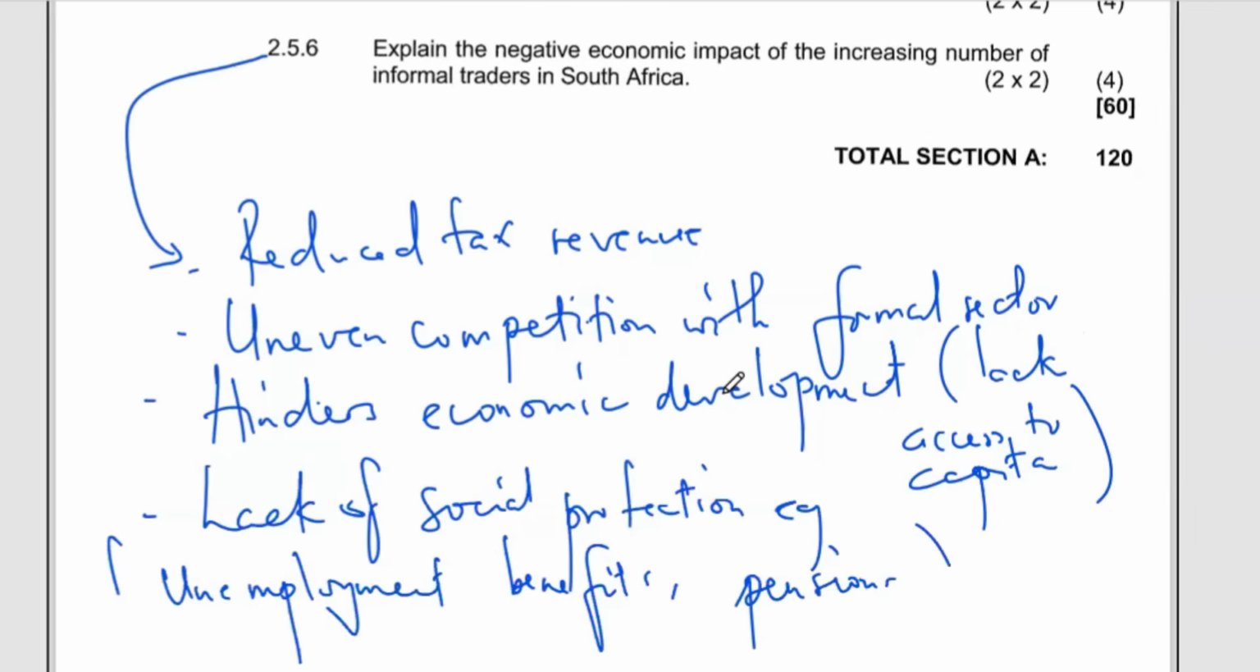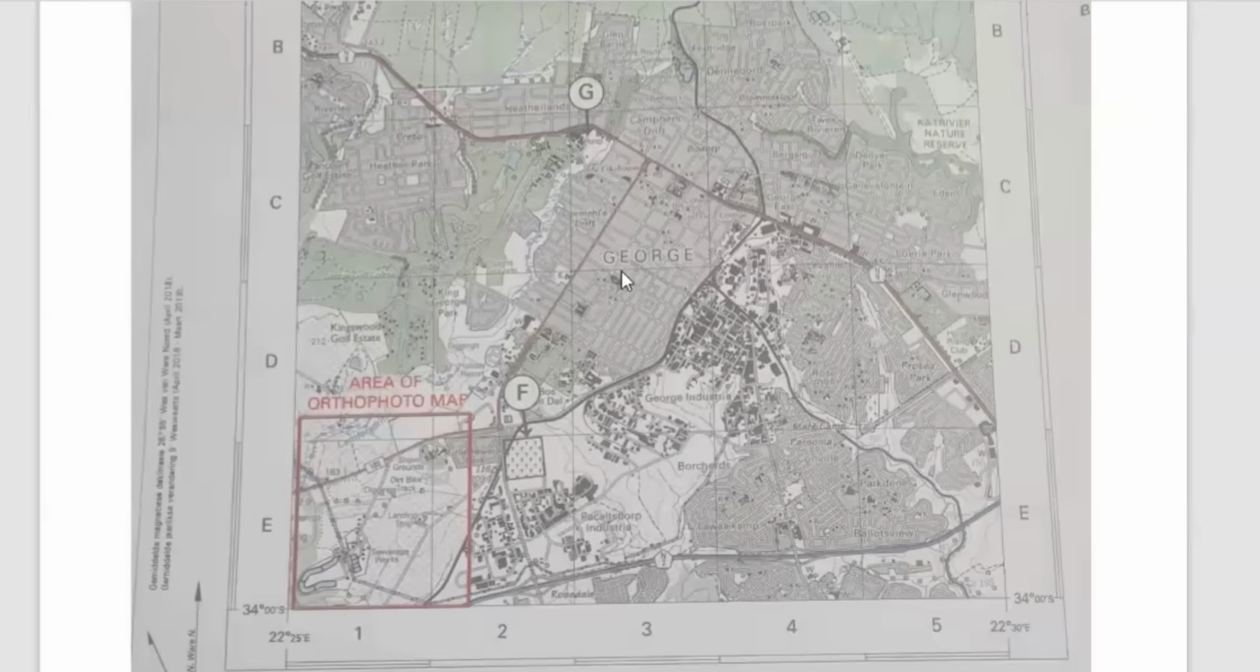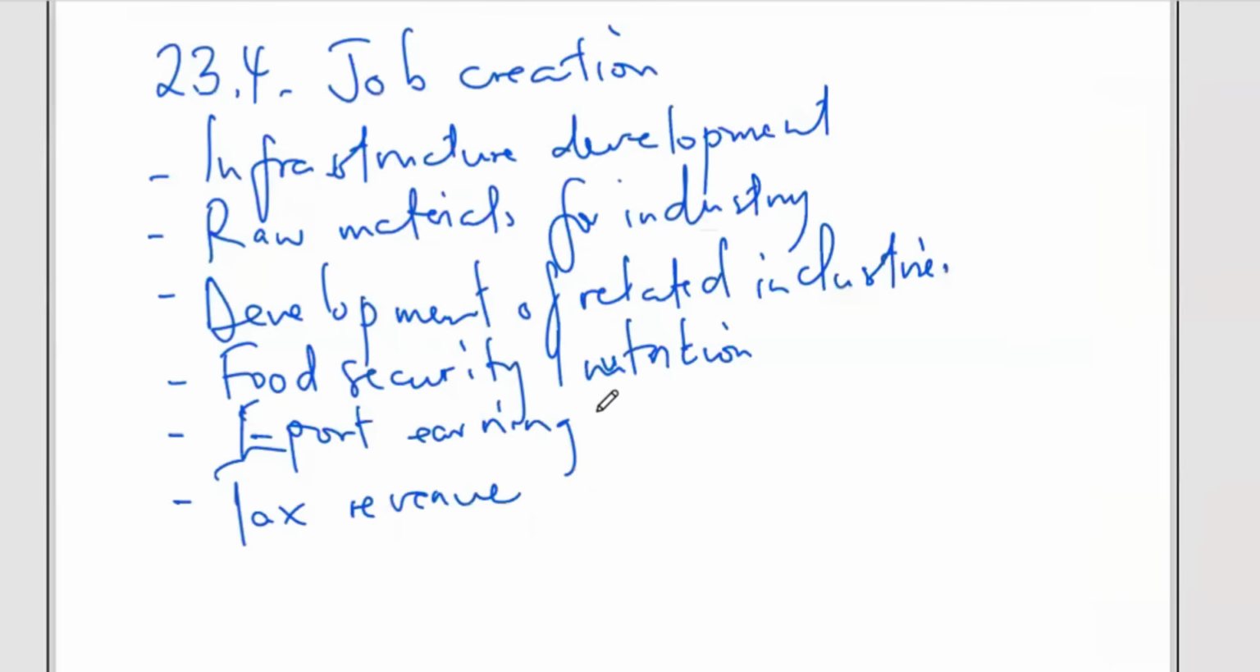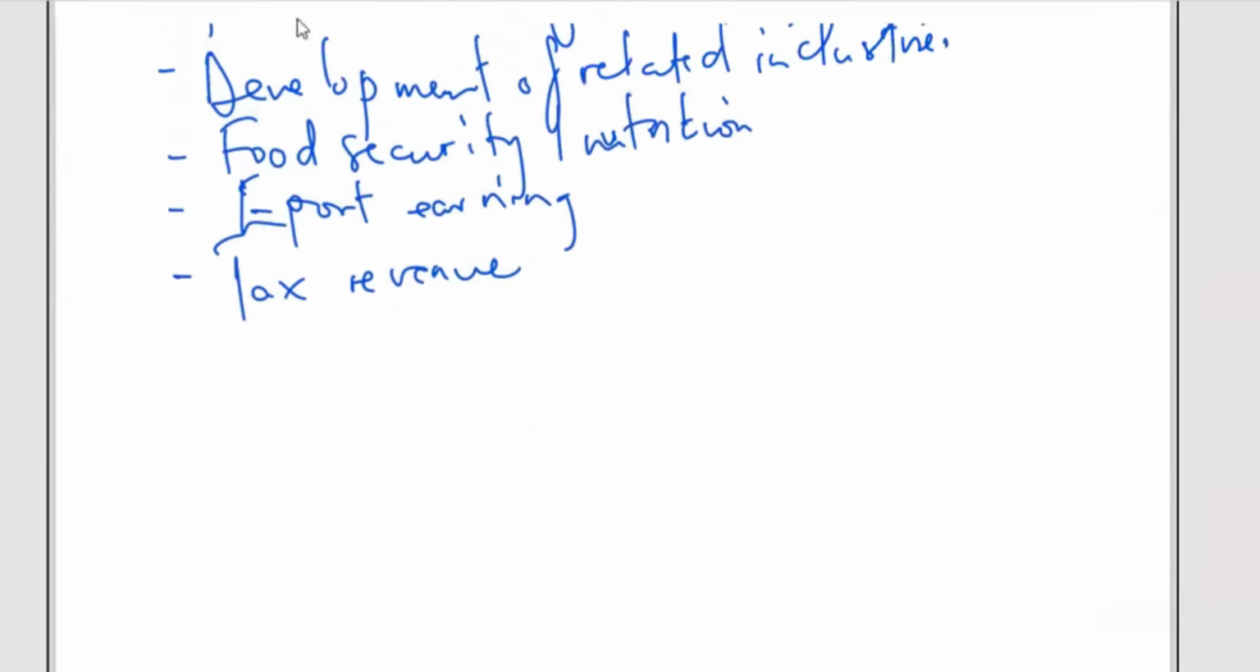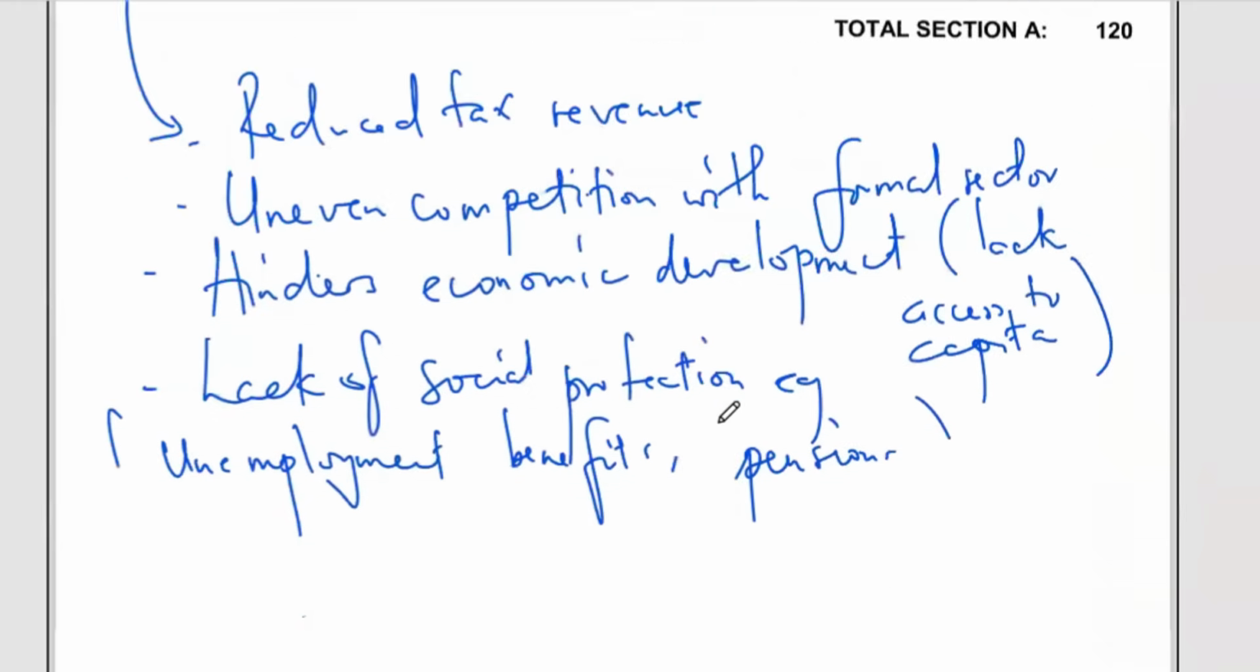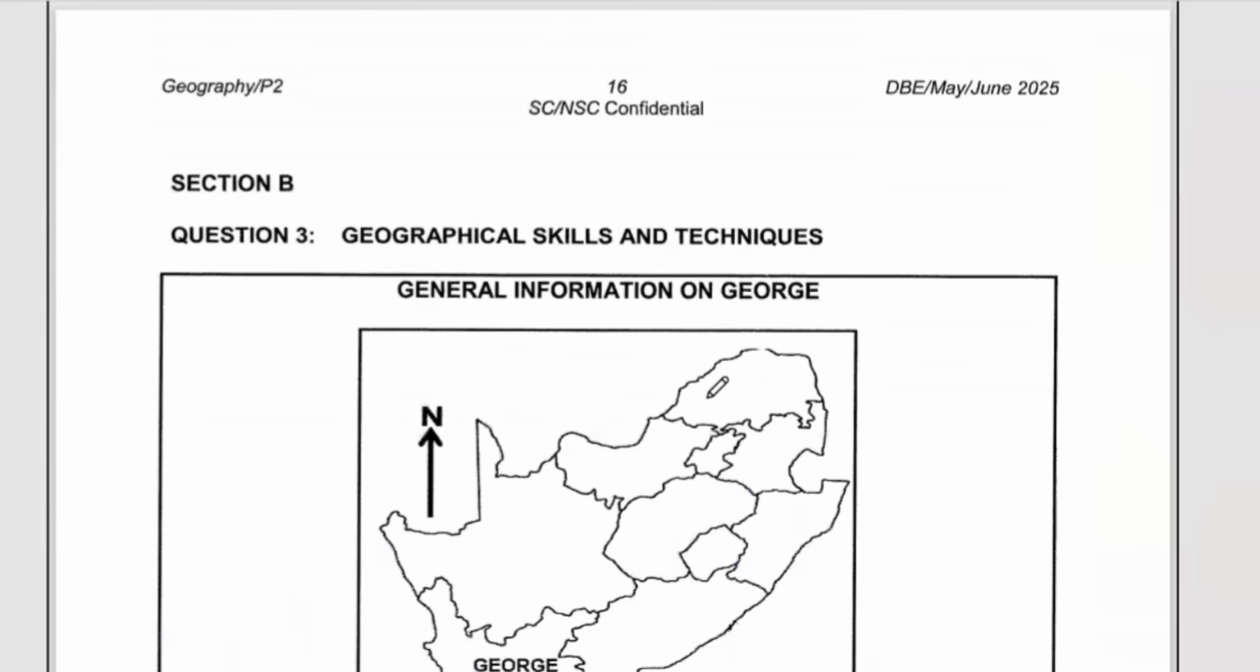Right, that takes us to the end of section A. We move on to section B, which is our question on geographical skills and techniques. Our question is based on the map of George. And as usual, I advise you to read the map information. You check the map information and try to familiarize yourself with the area before you attempt the questions. Right, that is the general information on George.